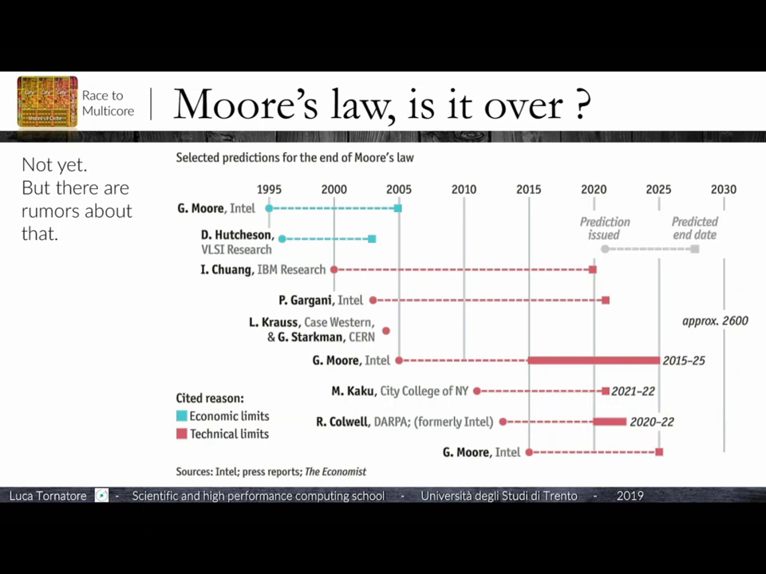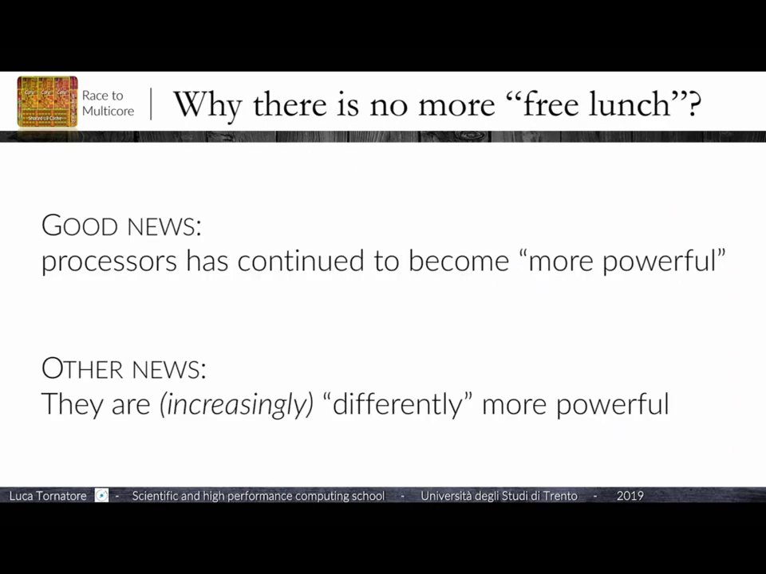So Moore's law is not over, even if there are rumors. I found this quite funny, because these are some of the times in which Moore's law has been declared dead, with a lot of reasoning about why, and clear forecasts about when it will be definitely dead and so on. Since 1995, even Moore himself said no, the law is broken now. But it's still there, actually. So processors are continuing to become more powerful, but they are increasingly differently more powerful.